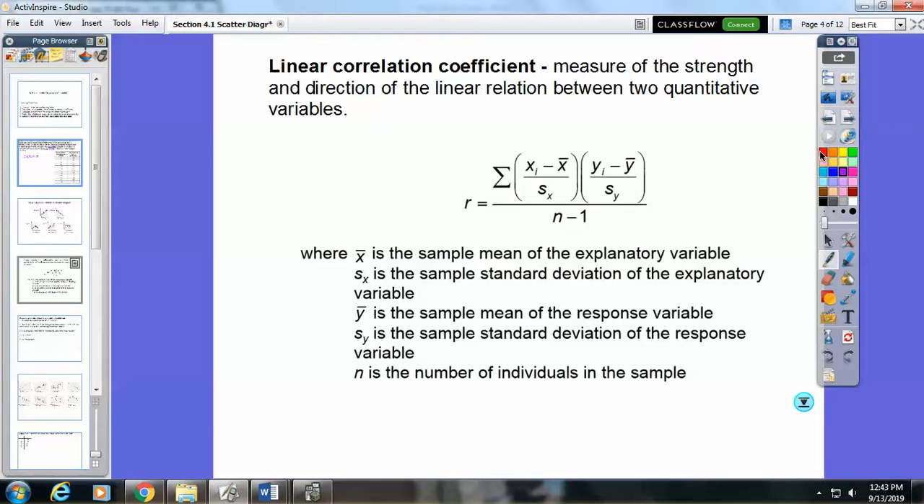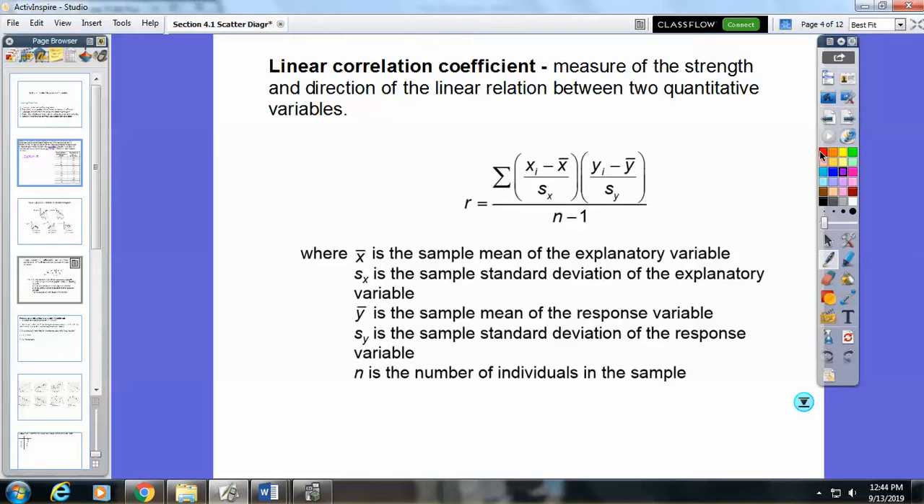These things represent stuff we've seen before. We know that sigma means the sum. X bar is the mean of the x. Y bar would be the mean of the y. S sub x is the standard deviation for x, and S sub y the standard deviation for y. Now this formula, we are going to do one by hand. Most of the time we are going to use our calculator, but we will try one just to make sure we can calculate it. The correlation coefficient is going to tell us how strong the relationship is.